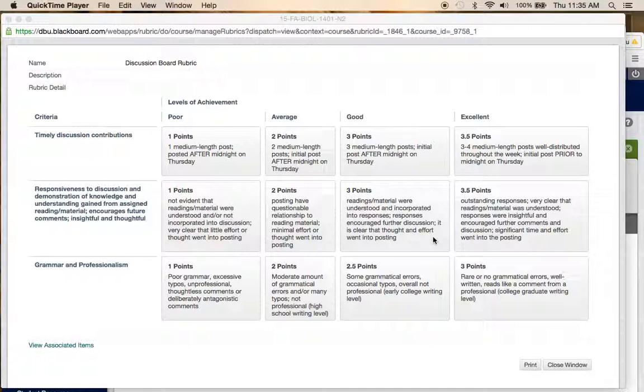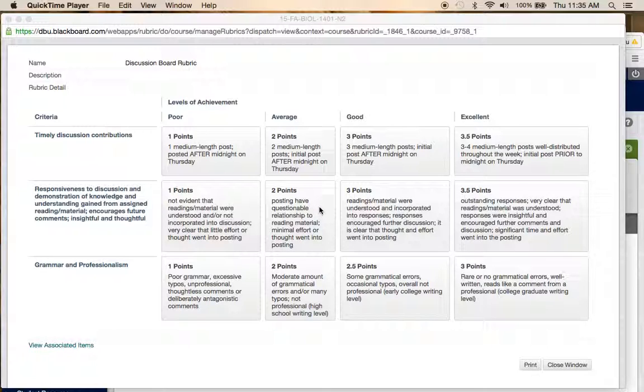Under the good level, it's obvious that you did read the material and you incorporated that into your responses. Your responses do encourage further discussion and you did put some effort into it. So there's not too much of a difference here, that half a point, but basically it's just between good and then truly outstanding as far as how much time and effort you put into your post.